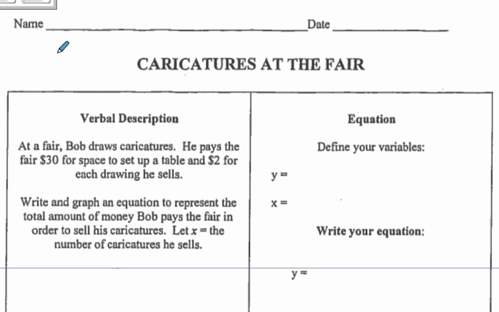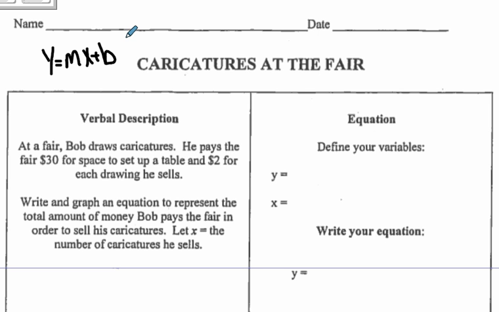So we're going to put this into the form y equals mx plus b. So let's just write this up here. Y equals mx plus b. And let's just read our verbal description. It says, at the fair, Bob draws caricatures. He pays the fair $30 for space to set up a table and $2 for each drawing he sells.